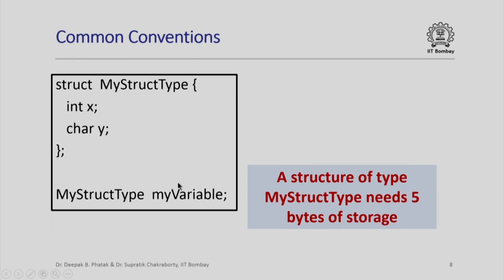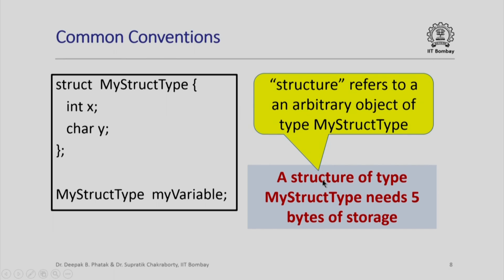Now consider this third English sentence. A structure of type myStructType needs 5 bytes of storage. So in this sentence, this word structure over here really refers to an arbitrary object of type myStructType. So as you can see, when we speak of structures in C++, depending on the context, the word structure may either refer to a specific structure type, it may refer to an object of a specific structure type, or it may refer to an arbitrary object of a given structure type.